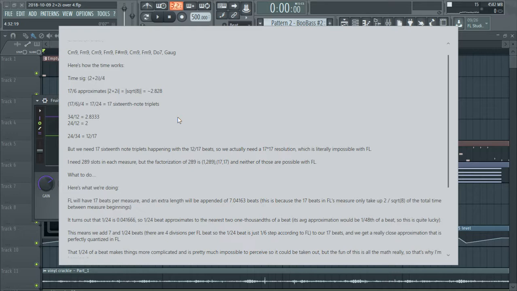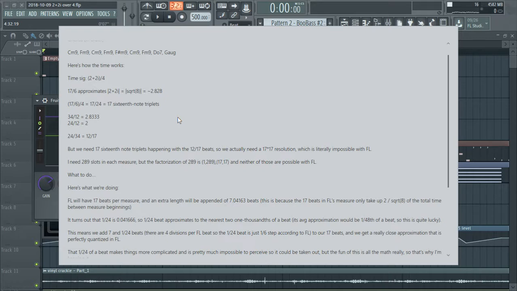17 over 6 is really surprisingly close. Let me just pull up my calculator here. This video is not going to be cut together great, but hopefully you can endure the pain of having to wait a couple seconds while I bring out a calculator. Okay, so 17 over 6 is 2.83333, so it's really close. It's approximating it to the nearest hundredth of a beat, which is imperceptible.